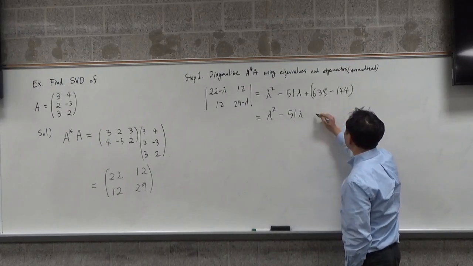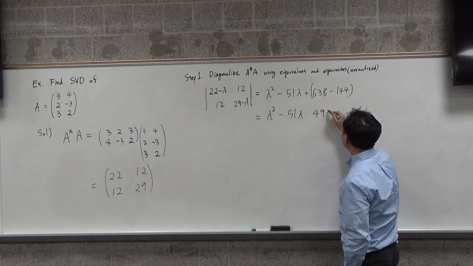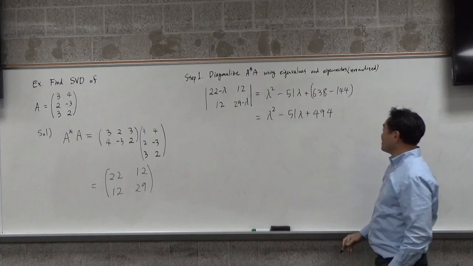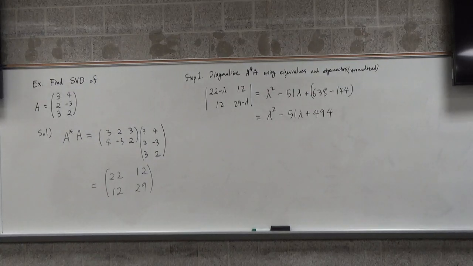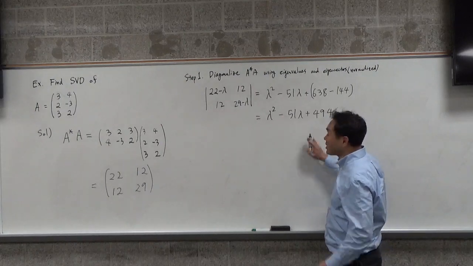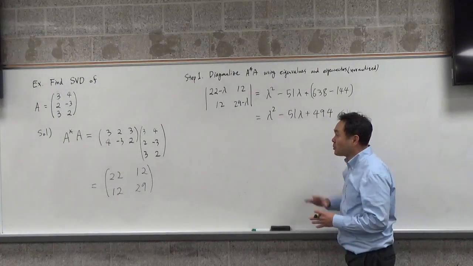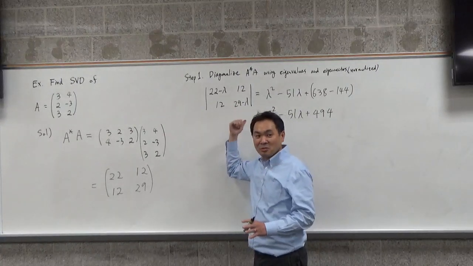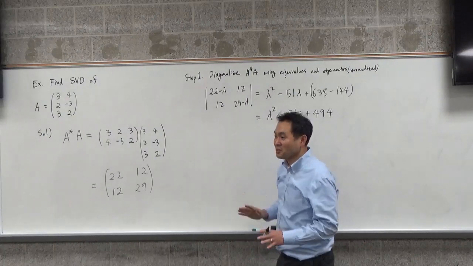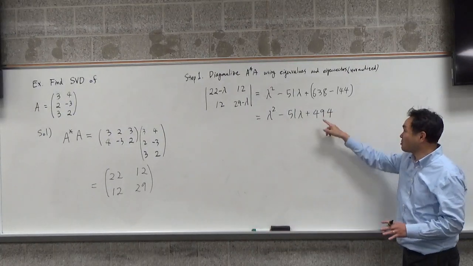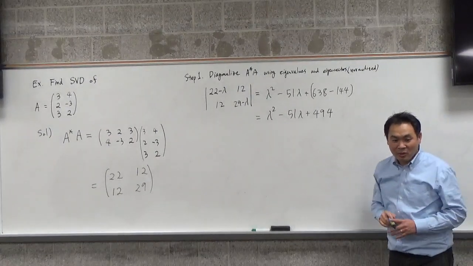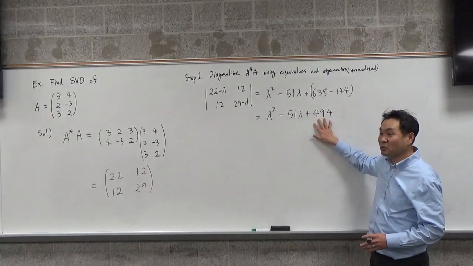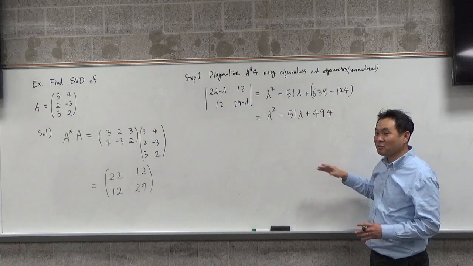What is that? That's 494, right? 494, okay, plus. So now in order to solve this, I have to factor it, right? And by the way, I did this in Python yesterday, so I know that the lambdas are going to be integers. So it's not going to be some crazy numbers. It has to be integers, except that the numbers are a little big. So what I need to do is find two numbers that add to negative 51 and multiply to 494. So I have to factor this.